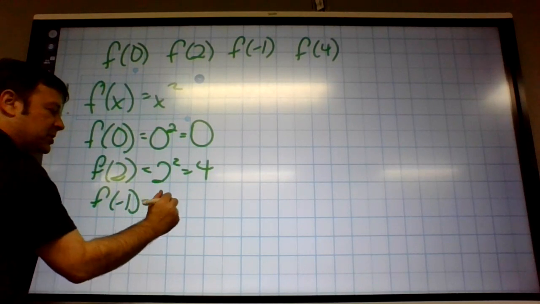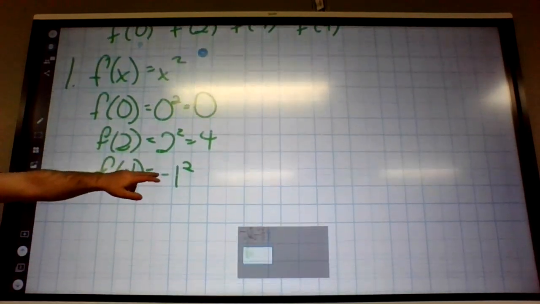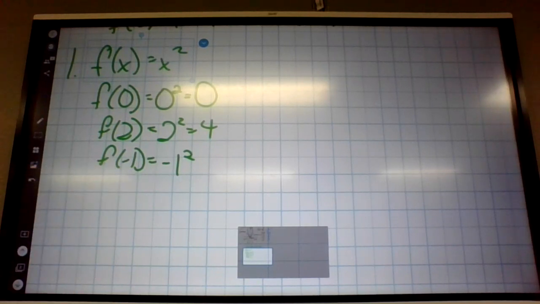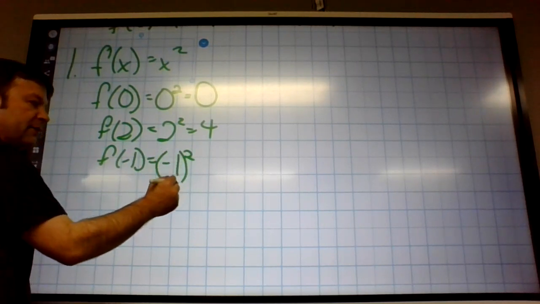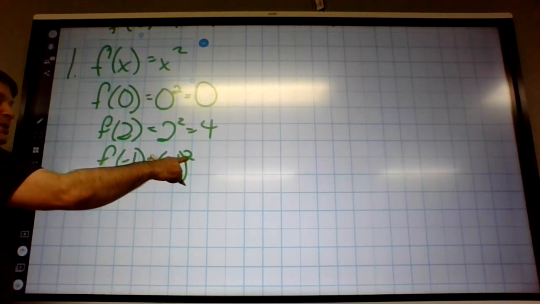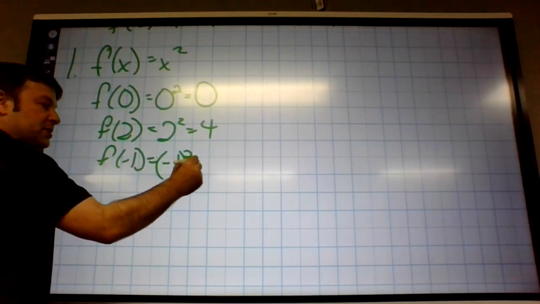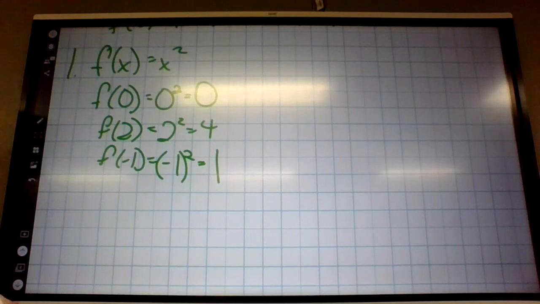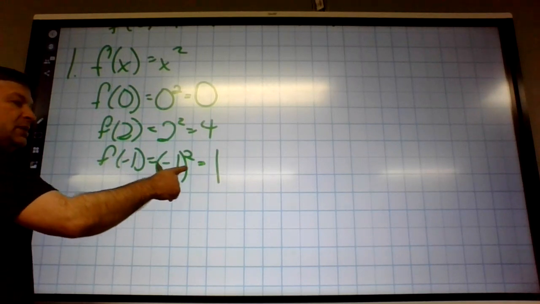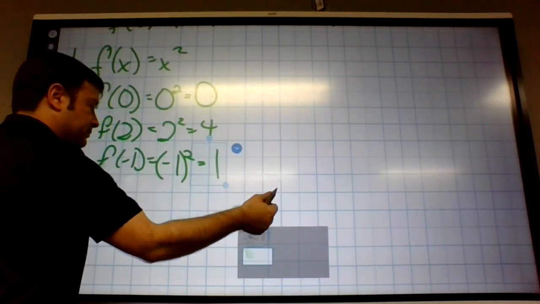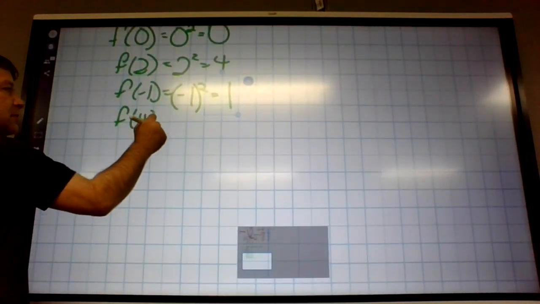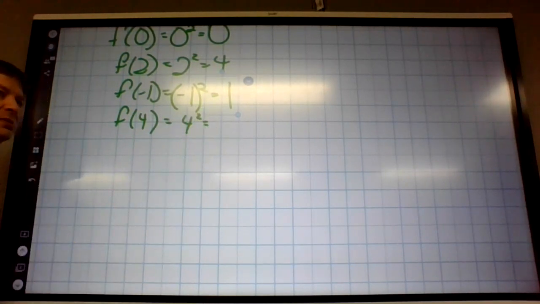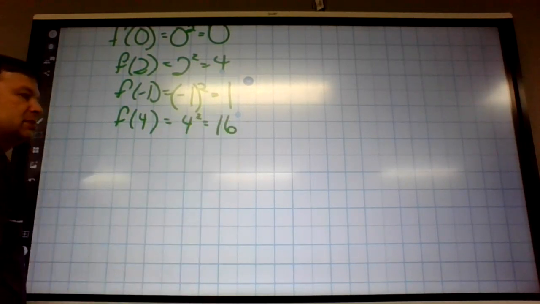So if you put this in your calculator, you would get it wrong. Why would this be wrong? Because you want to square all of negative 1, and if you don't have parentheses, order of operations makes it square the 1 and not the negative. So this should come out as positive 1. If you don't put the negative in parentheses, it would come out as negative 1. Negative 1 times negative 1 equals positive 1. Okay, and then the last one was f of 4. So that would be 4 squared. 16.